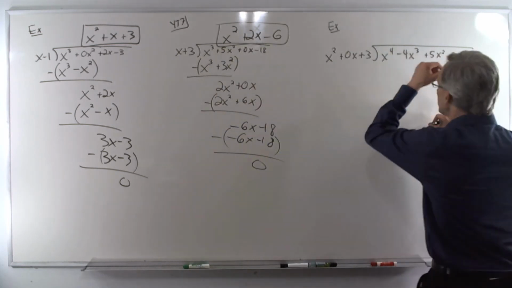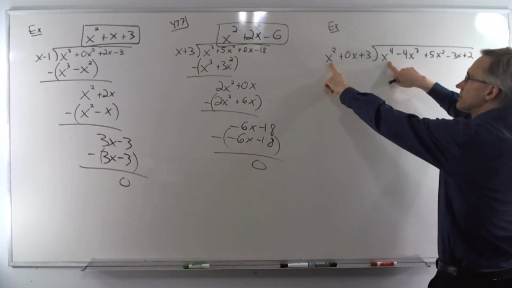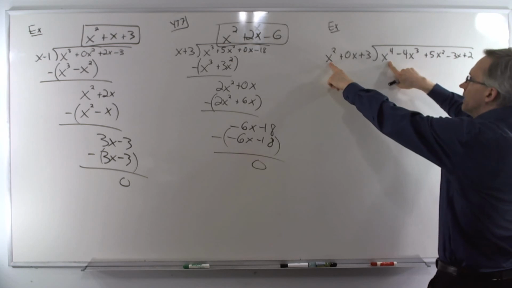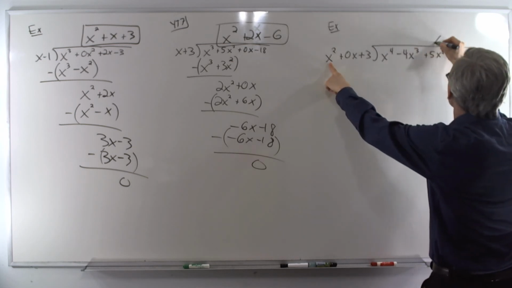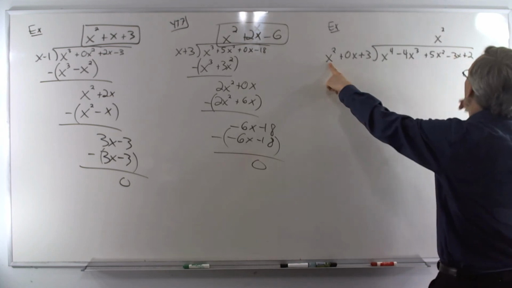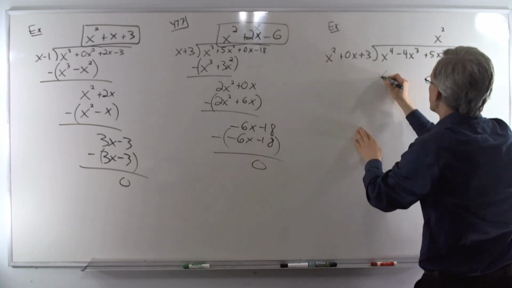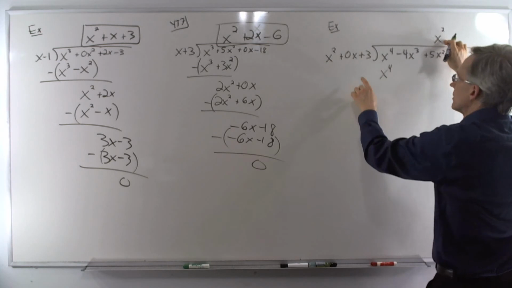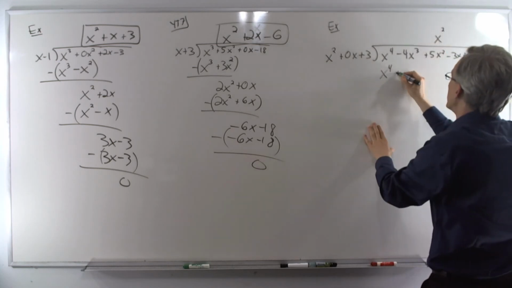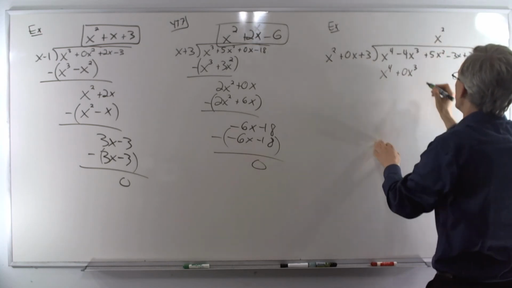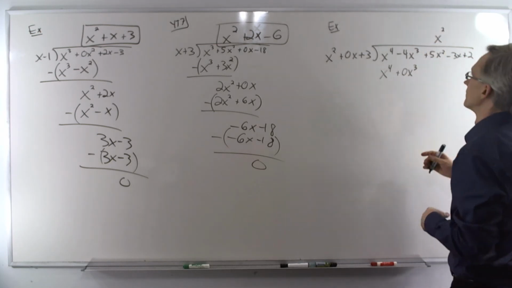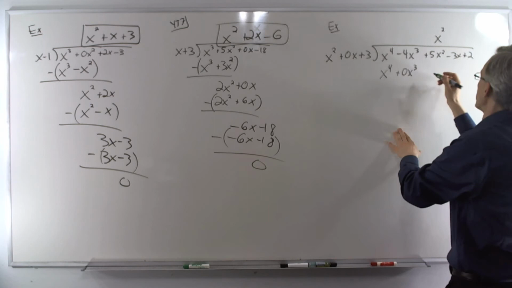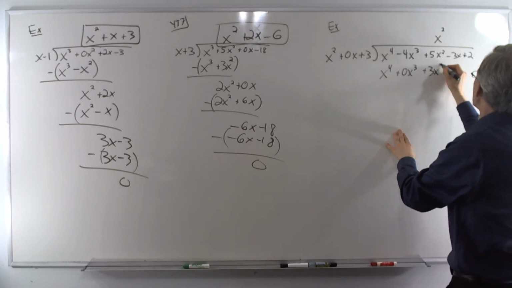Alright, so now we need to match x to the fourth using this leftmost term here. We need to multiply this by x squared. Alright, x squared times x squared is x to the fourth. x squared times 0x gives us 0x to the third here. So we got our placeholder here to do the subtraction. And x squared times 3 is plus 3x squared.